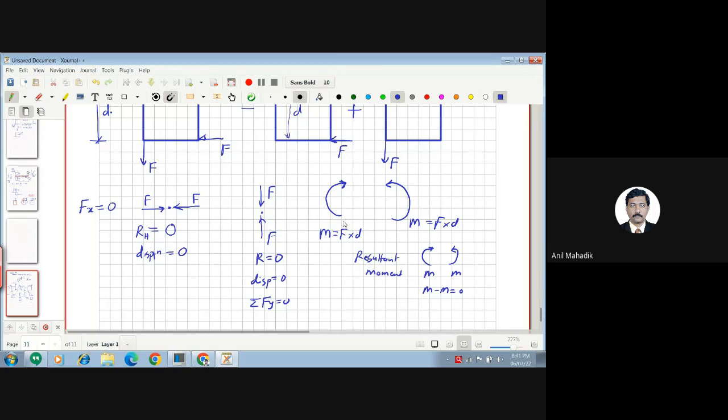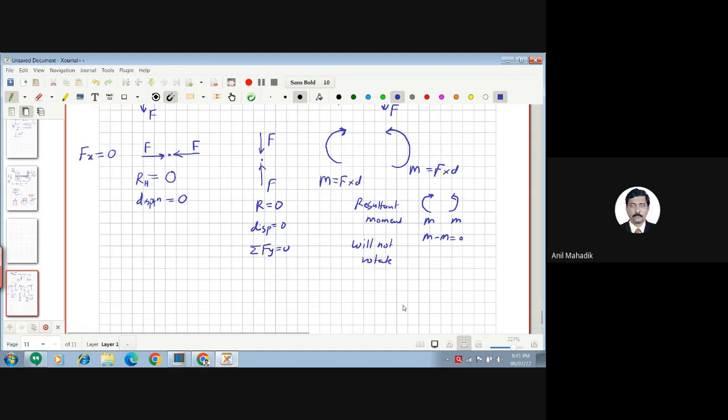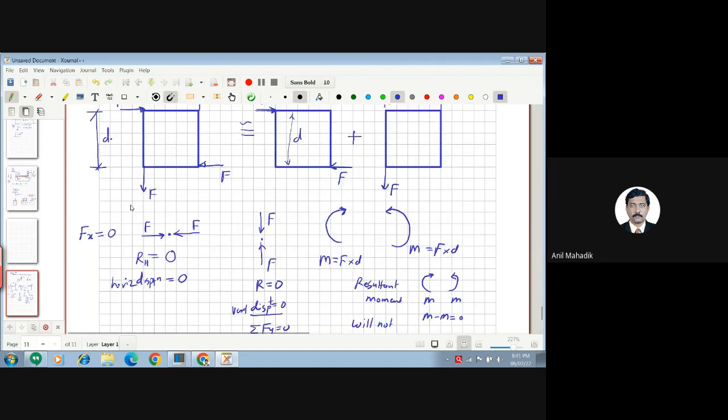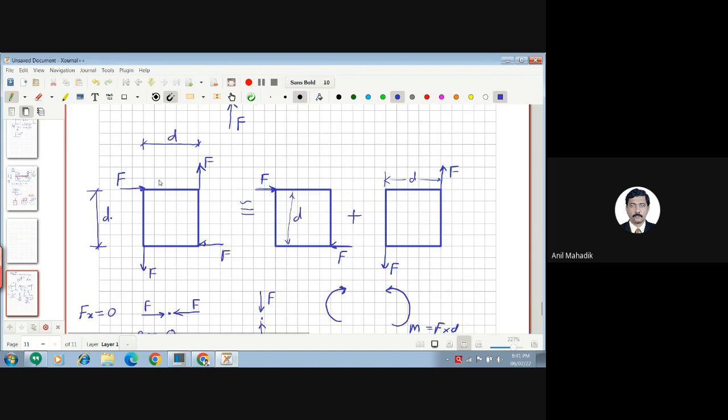That means this object will not rotate, right? Will it rotate? No, sir. Or I would say rotation is equal to 0. So here rotation is 0, vertical displacement is 0, horizontal displacement is 0. So that means this body we can call as in equilibrium, isn't it?